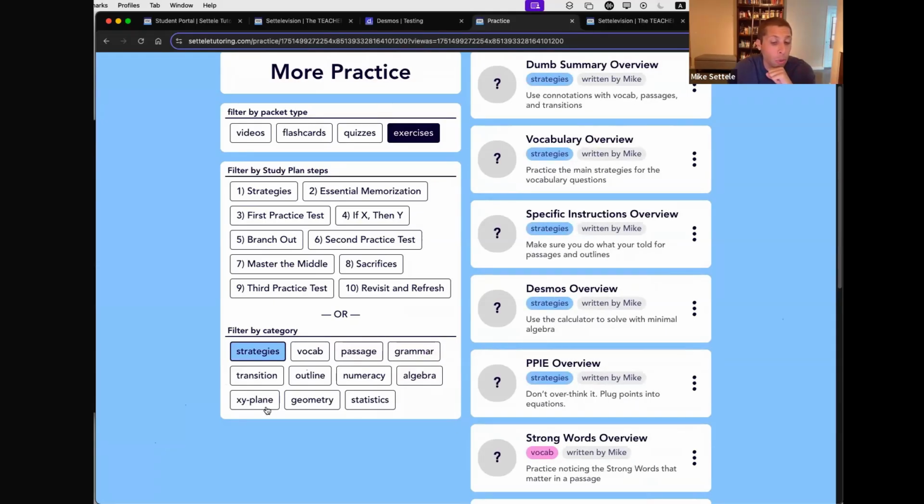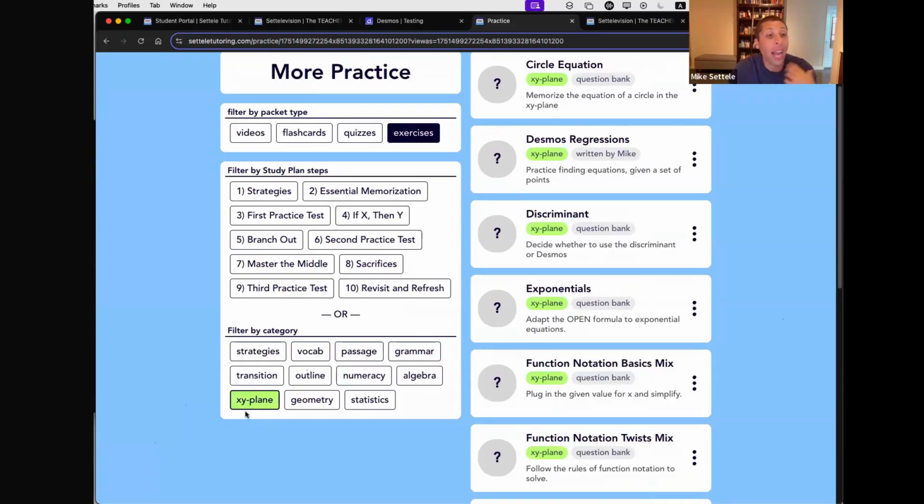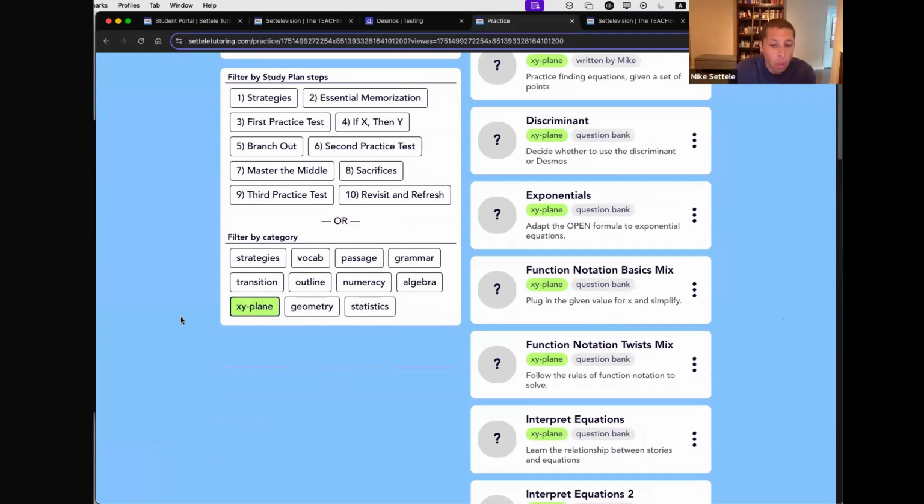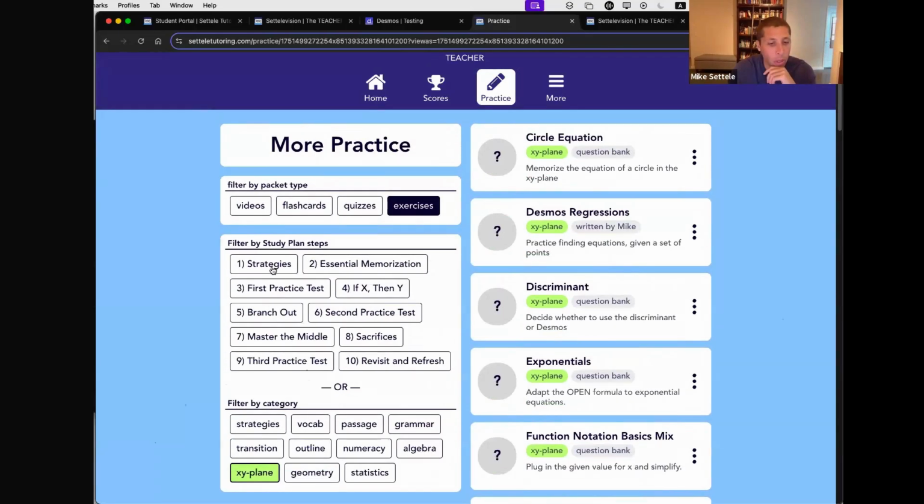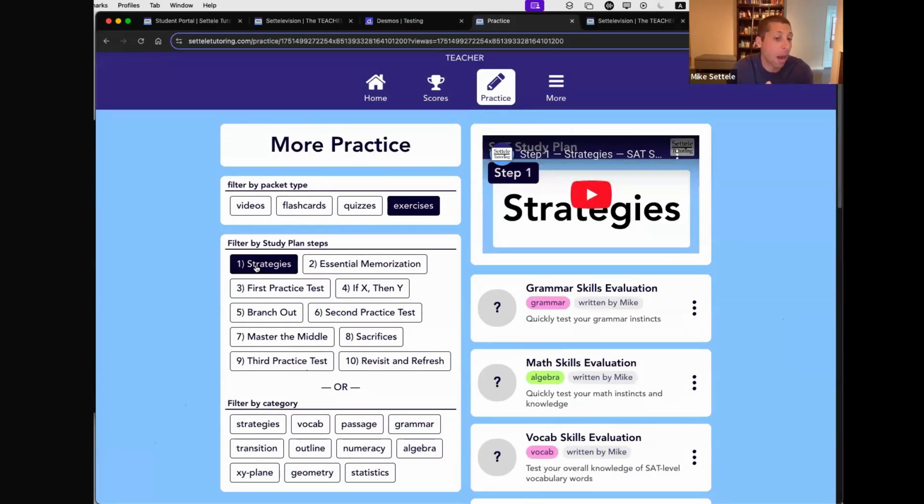A lot of plug points into equations questions are what I consider XY plane, because we've got points, we've got equations, graph them in the XY plane. So you can do that stuff, but I think the best way to sort is this way. And this is how I'll be structuring the class. This is how I'll be structuring the lessons themselves, plus the homework. So I would say this is your best friend here.